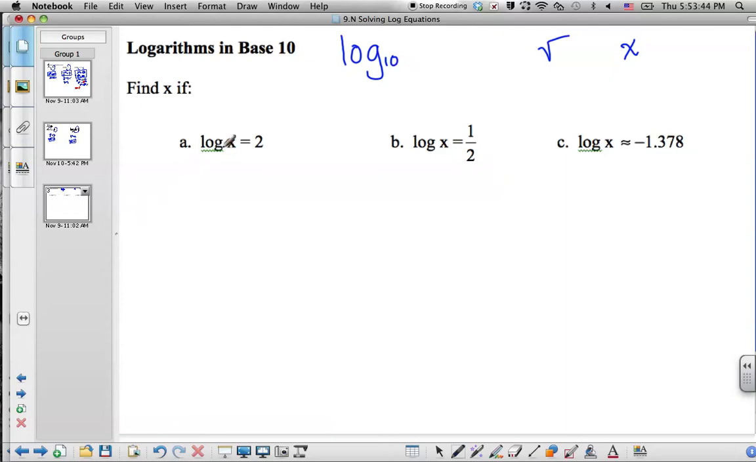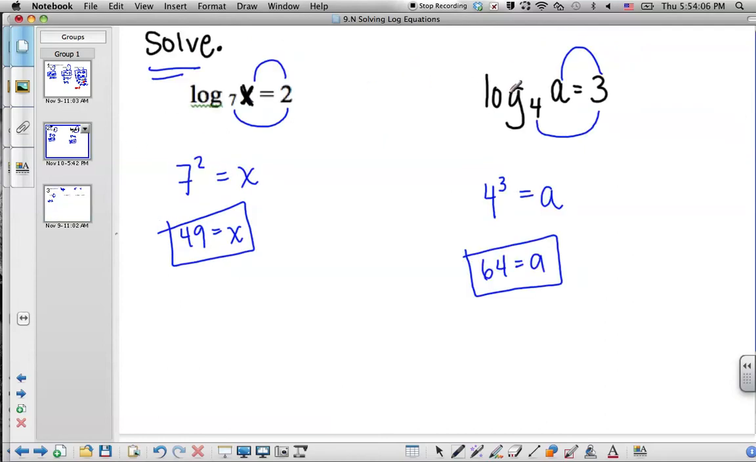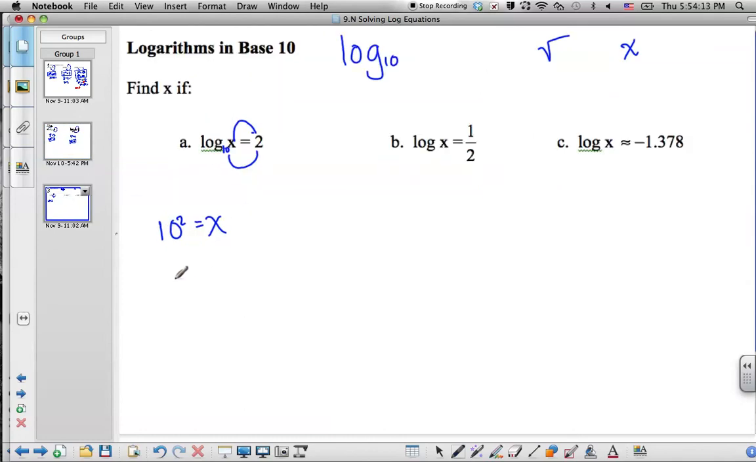Okay, so if I just put my little 10 in there just to keep things straight for the first one, I would say 10 to the second is equal to x. So this would just be written as log of x equals 2. We don't have to say log base 10, but looking back at the previous problem, we do have to say log base 4 of a equals 3. But if you just say log, it's assumed that it's the base 10. All right. So we know now x is just 100.